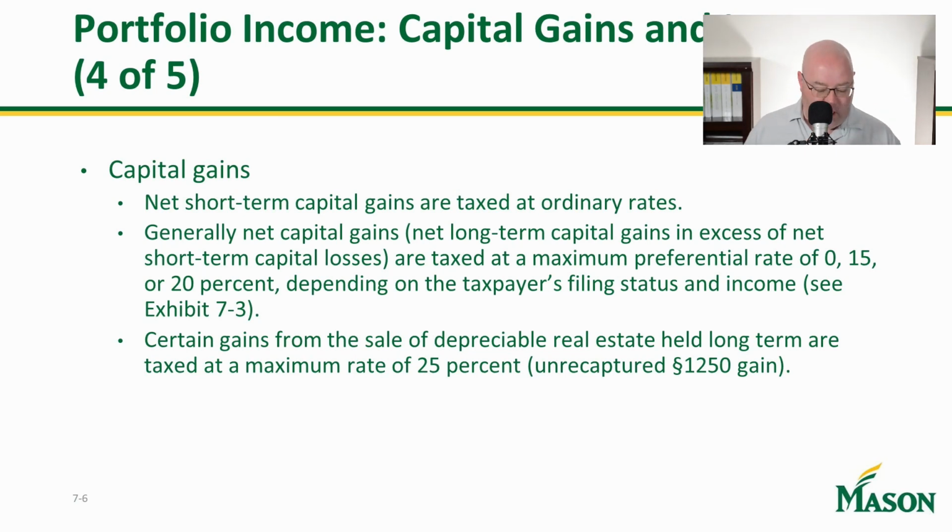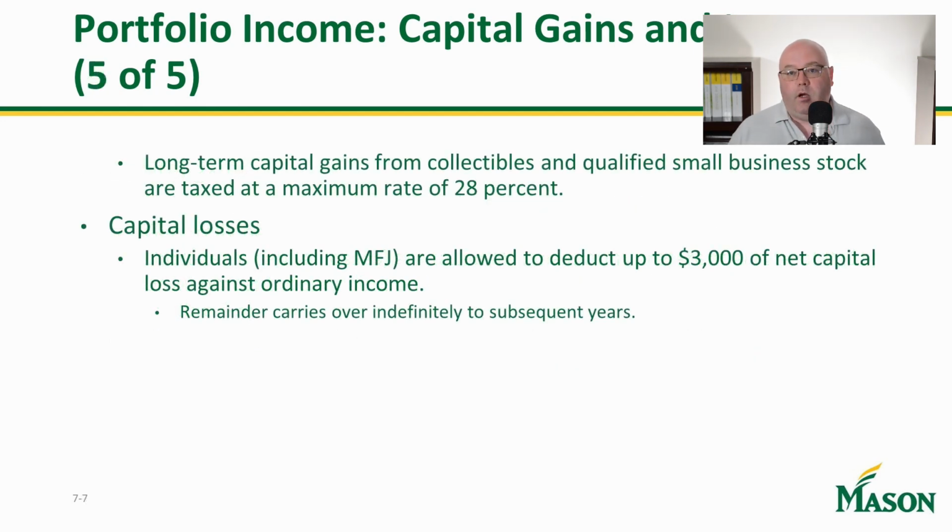That's your 1250 gain. We'll talk about that a lot in Chapter 11. Long-term capital gains from collectibles and qualified small business stock are taxed at a max rate of 28%. Now, what's a collectible? A very good example: art, precious gems, jewelry. Those are going to be considered collectibles, and they're going to be subject to different tax rates. All right, capital losses. You're allowed to deduct up to $3,000 unless you are married filing separate. Then you're only going to be allowed to deduct up to $1,500. And the remainder is going to carry forward indefinitely.